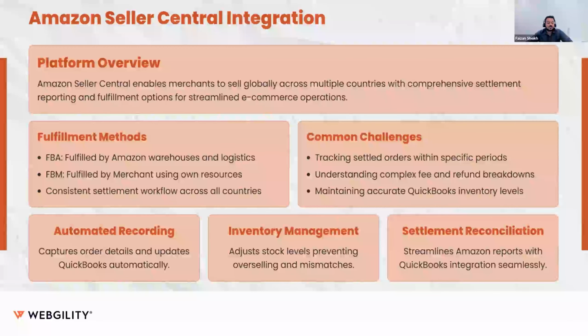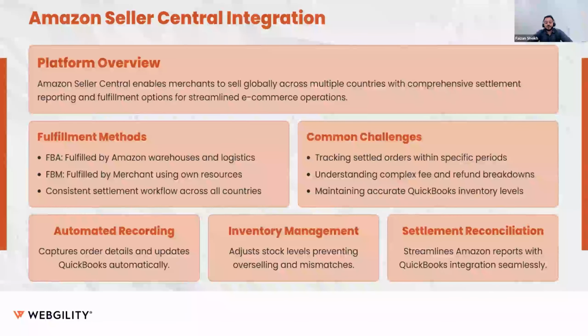When a merchant signs up for Amazon Seller Central, they get the ability to sell globally across multiple countries. Amazon offers two ways to fulfill orders: FBA, fulfilled by Amazon, and FBM, fulfilled by merchant. Regardless of fulfillment method or country, Amazon follows the same settlement workflow for each merchant. Bi-weekly, Amazon generates a settlement report that includes a breakdown of the total number of orders settled within the period, refunds, expenses, and the final payout deposited into the merchant's account.